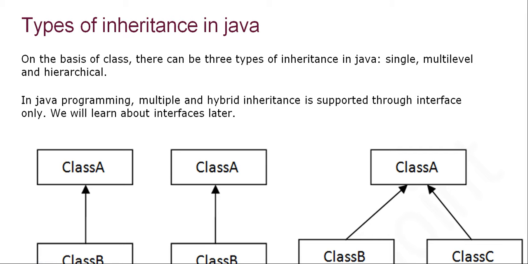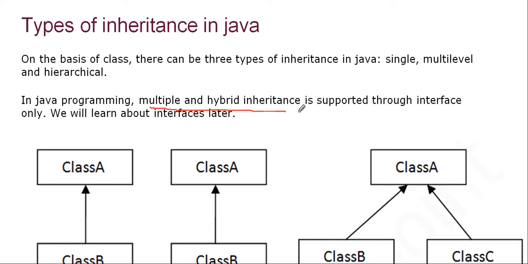The next topic is types of inheritance in Java. On the basis of class, there can be three types of inheritance in Java: single, multi-level, and hierarchical inheritance. So how will we apply this kind of inheritance in our program? Java supports single, multi-level, and hierarchical inheritance.